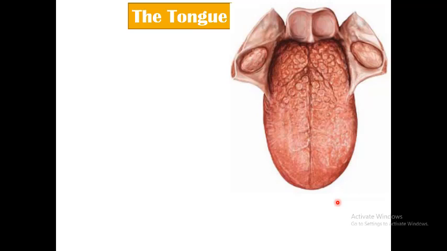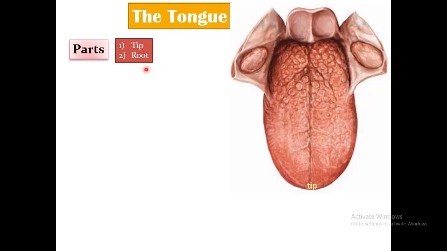One other important structure located in the oral cavity is the tongue. What is the tongue? The tongue is a muscular organ, as we see here. What are the parts of the tongue? Let's begin by saying that the anterior end of the tongue is called the tip of the tongue. While we have the root of the tongue, which attaches the tongue to the floor of the mouth.